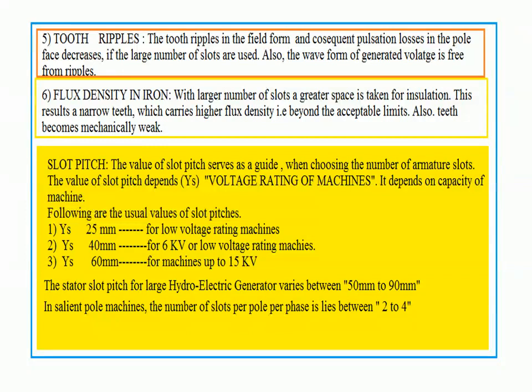Hence, this is also one of the important factors for the flux density in iron. Next one, slot pitch. The value of slot pitch depends upon the voltage rating of the machine. For example, for 25 mm slot pitch, we can go for low voltage rating machines. Slot pitch 40 mm may be for 6 kV, or still it may be for lower voltage rating, or the highest slot pitch may be 60 mm for machines up to 15 kV. Hence, slot pitch is used depending upon the voltage rating of the machine.